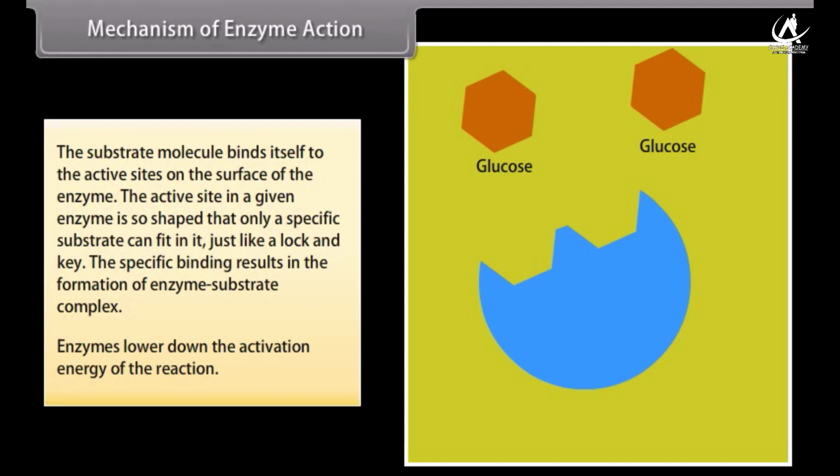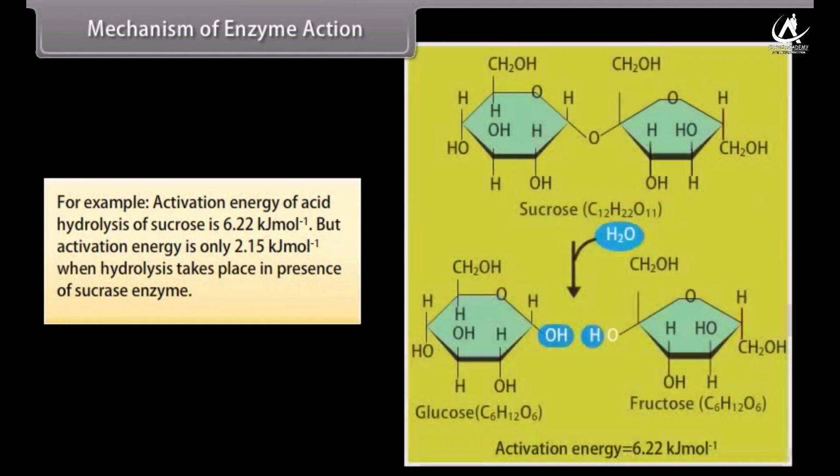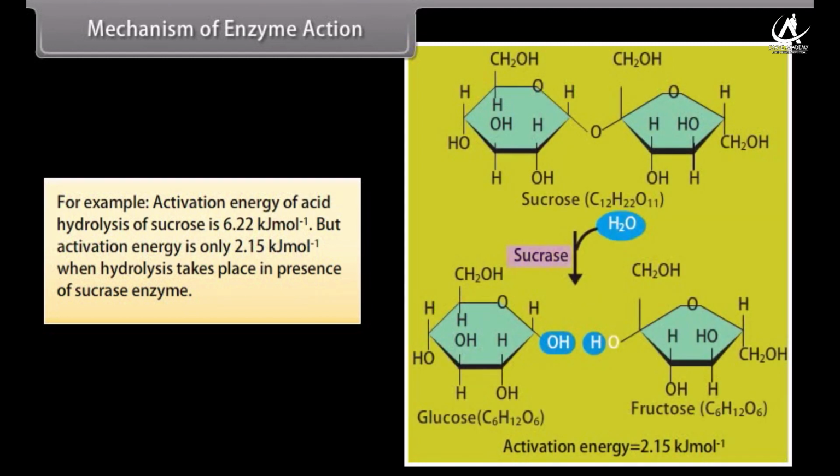Enzymes lower down the activation energy of the reaction. For example, the activation energy of acid hydrolysis of sucrose is 6.22 kJ per mole, but the activation energy is only 2.15 kJ per mole when hydrolysis takes place in presence of the sucrase enzyme.